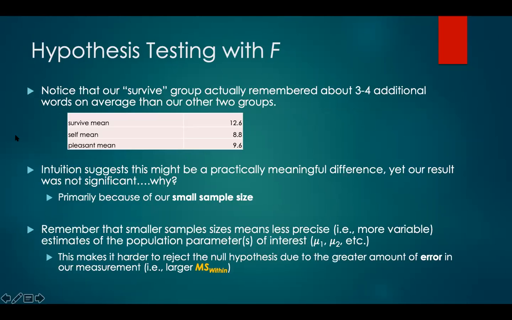Now notice that our survive group actually did remember about 3 to 4 additional words on average than our other two groups. Intuition suggests that this might be a practically meaningful difference, yet our result was not significant. Why is this? Primarily because our sample size was so small. Remember that smaller sample sizes mean less precise, that means more variable, estimates of the population parameters of interest, so mu1 and mu2, and etc. This makes it harder to reject the null hypothesis due to a greater amount of error in our measurement, so a larger mean squared within.